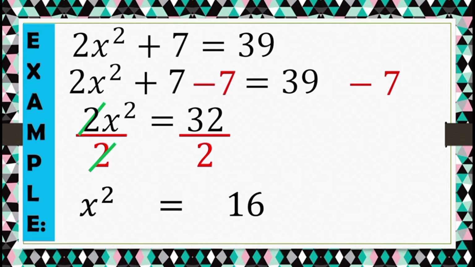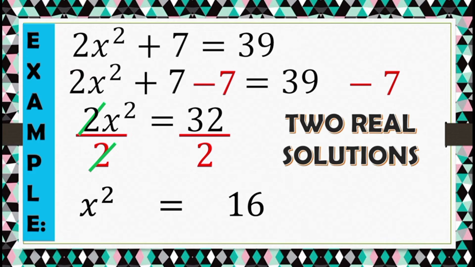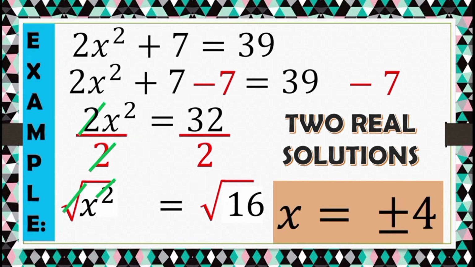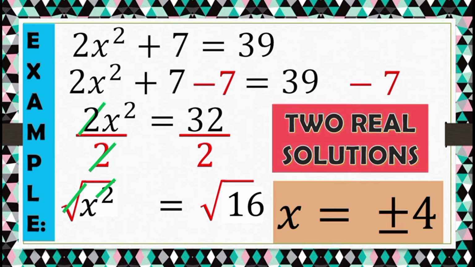Again, 16 represents our k, and our k is greater than 0, so we are expecting to have two real solutions. Applying extracting square roots, x therefore is equal to positive negative 4. Meaning to say, the two solutions are x is equal to positive 4 and x is equal to negative 4.